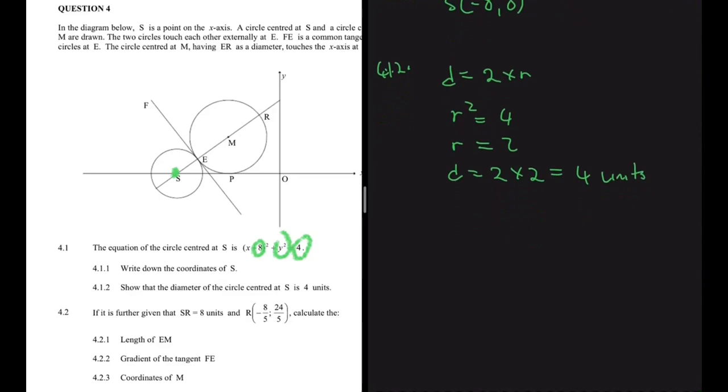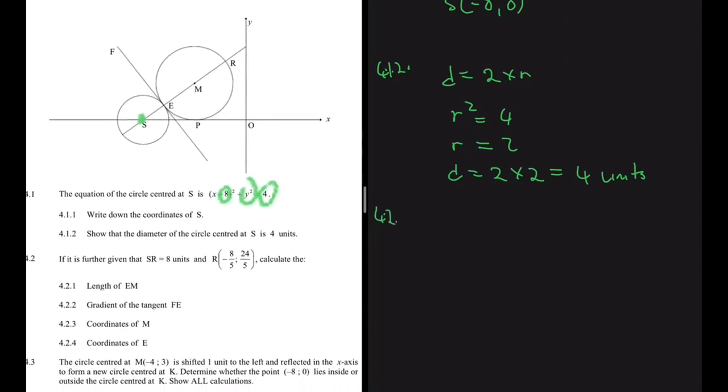Now let's move to 4.2. 4.2 says that if it is further given that SR is equal to 8 units, right? So SR is equal to 8 units. Problem solving 101: you have to write down the given information, right?